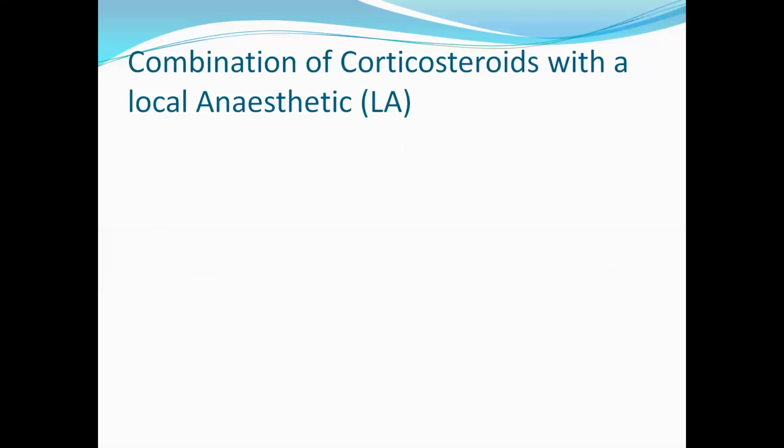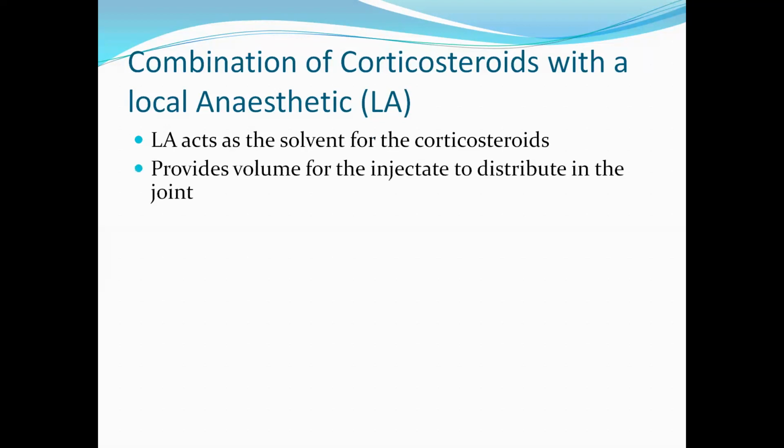Many of us combine local anesthesia with corticosteroid. Almost everybody is using that. What is the reason behind it? The local anesthesia acts as a solvent for the corticosteroid, because you know that corticosteroids are very dense and thick, so the volume is less. So you need a solvent for spreading the steroid across the joint. It provides volume to distribute in the joint, like a capacious joint, like the knee joint.